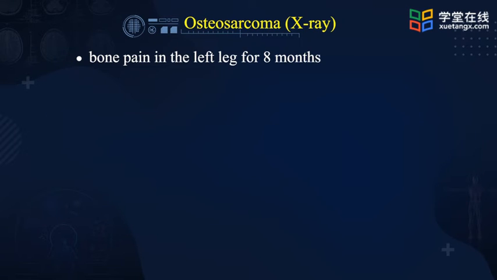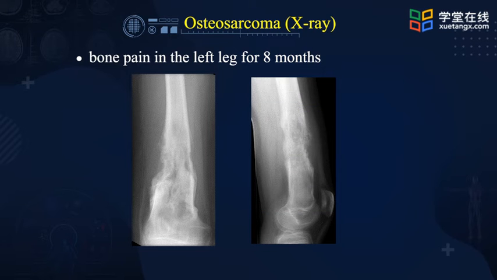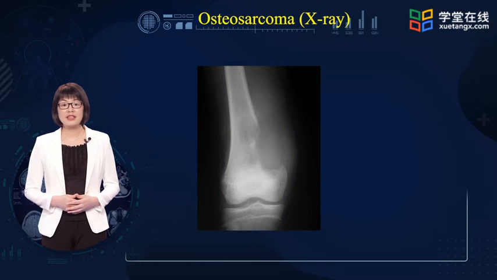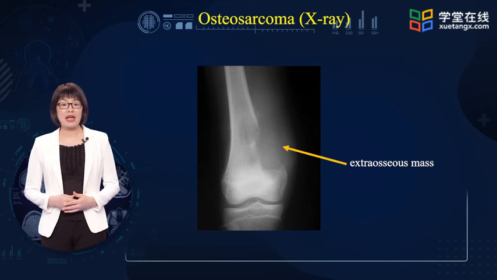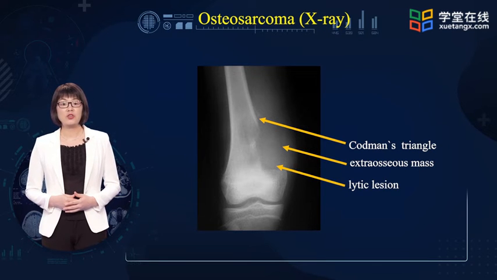Here we have another typical case of osteosarcoma in a 27-year-old man with bone pain in the left leg for 8 months. Please pay attention to the aggressive periosteal reaction, Codman's triangle, along the distal diaphysis of the left femur, cortical erosion and thickening, as well as soft tissue swelling. By contrast, this is a lytic osteosarcoma in the distal femur. AP X-ray shows an extraosseous mass and a proximal Codman's triangle. Please note that the lytic lesion destroyed the cortex completely.